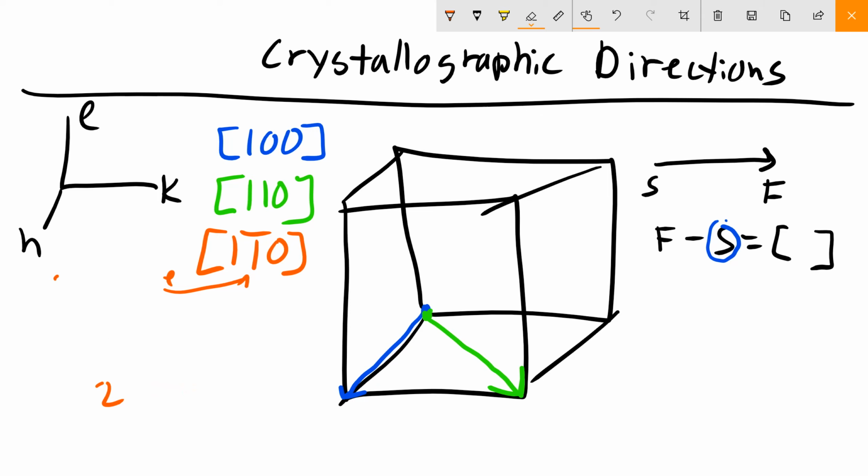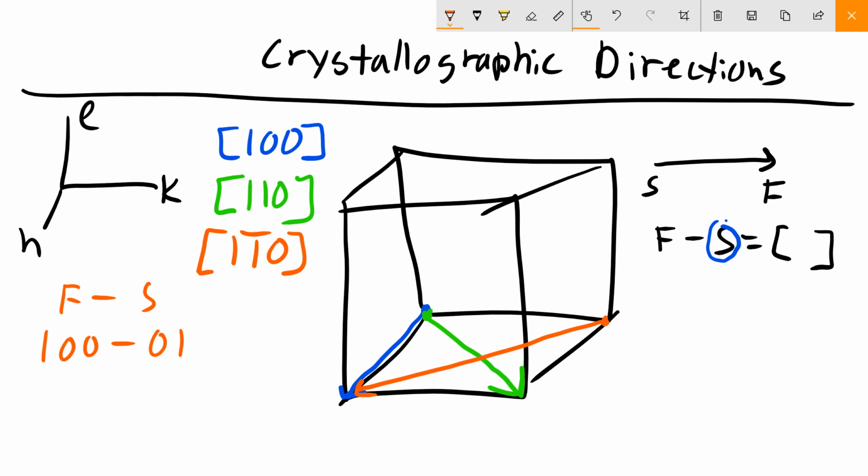Let me erase this. So here's a little bit trickier. We need to be a little bit strategic in choosing our start and our finish vector. For this one, I'm going to start here, and I'm going to end over here. So my finish is 1, 0, 0 minus my start, which is 0, 1, 0, and that will give me 1, 1-bar, 0. So not too bad. You just have to mix and match and play around with what coordinate in my unit cell is going to give me the direction that I'm looking for.